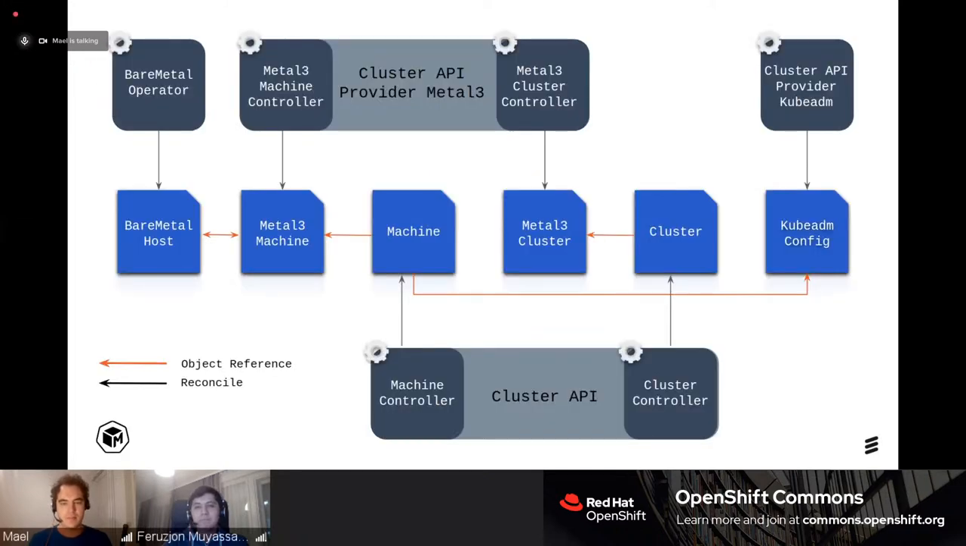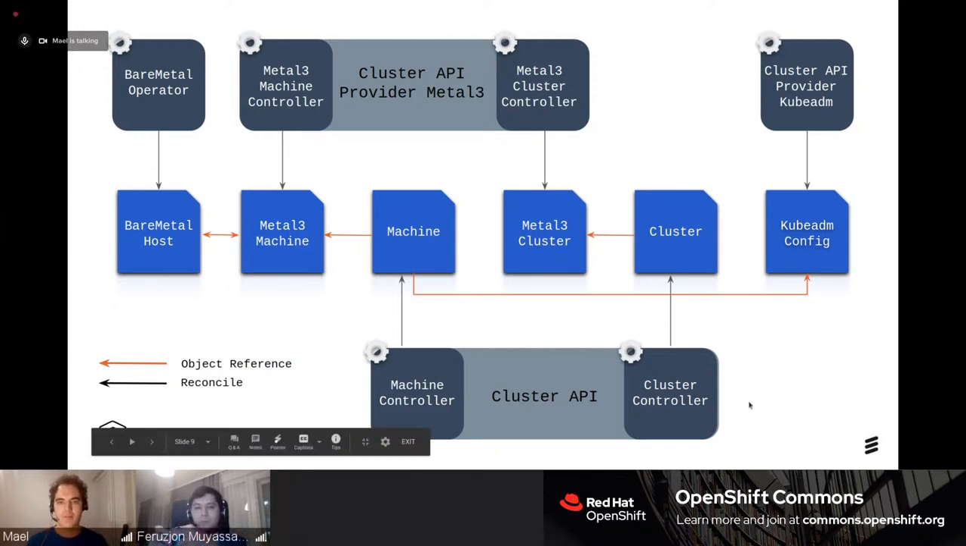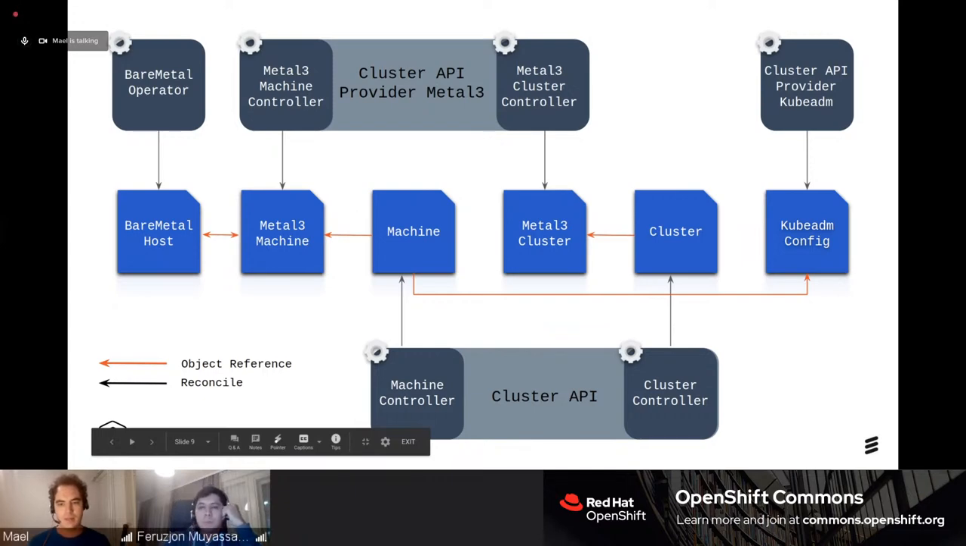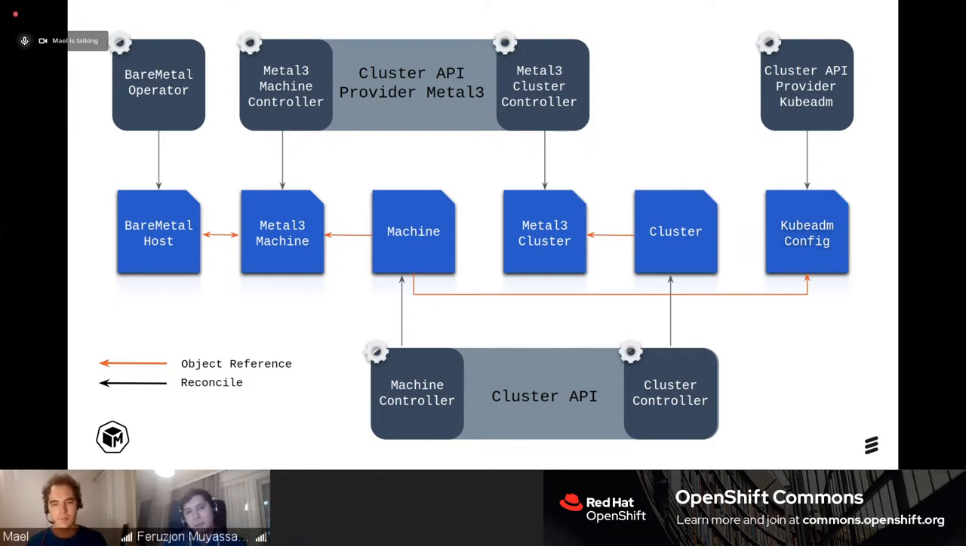So we're going to start with an overview of the different elements that we have and how they work together. You've already heard terms like bare metal operator, the provider Metal³ for cluster API, cluster API itself. For all of those, there are objects representing real items. For example, we have a cluster object that represents the Kubernetes cluster, with its equivalent for the provider, the Metal³ cluster. In the same way, we have the machine that represents the Kubernetes node, and the Metal³ machine that is the infrastructure provider equivalent for that machine. All of those are referring to each other.